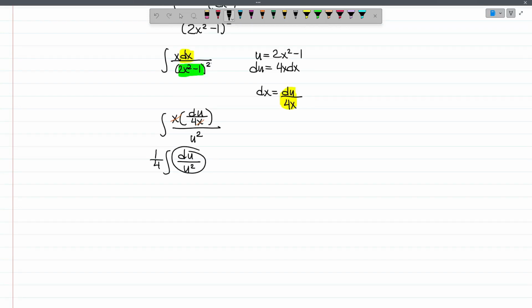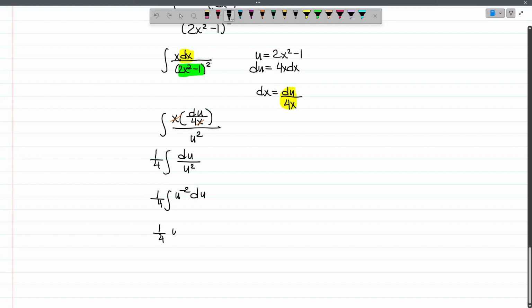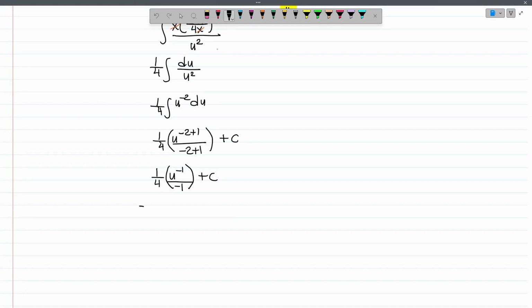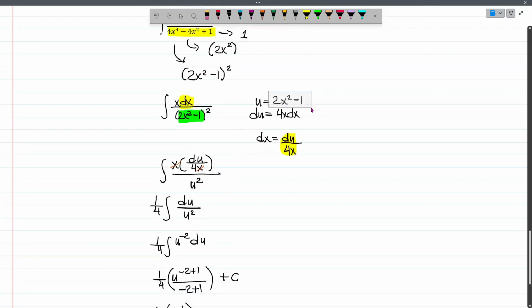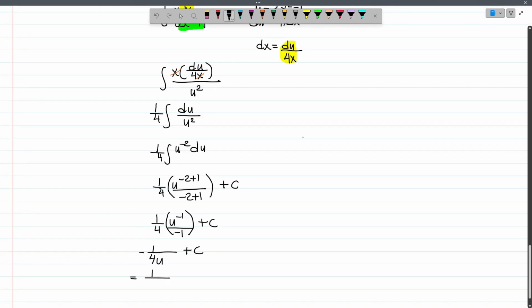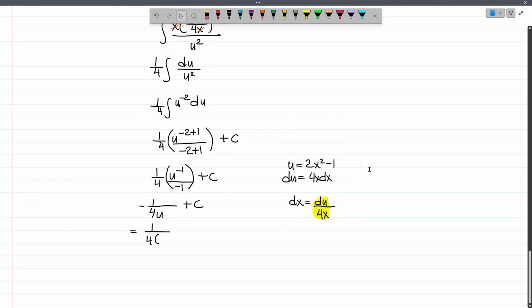And then we can rewrite this as 1/4 and then the integral of u to the negative 2 times du. And so integrating this, we have 1/4 and then u to the minus 2 plus 1 divided by negative 2 plus 1, and then plus the arbitrary constant. And so we have 1/4 times u to the negative 1, divided by negative 1. And so we will move negative outside. We have negative 1/4, and then let's just actually move this down. So we have u here and then plus c. And so now we will replace our u with 2x squared minus 1. And so this will become negative 1 over 4 times 2x squared minus 1 and then plus c.